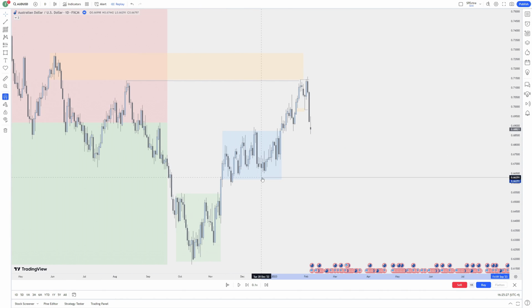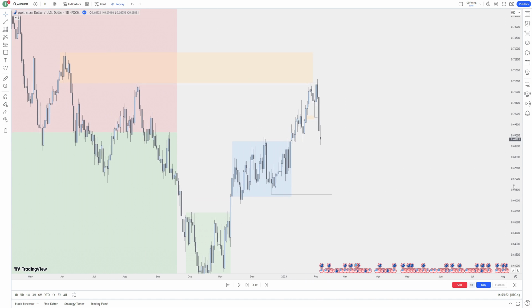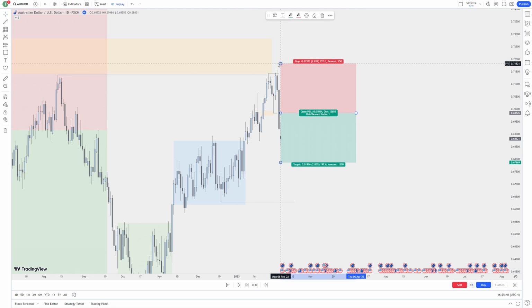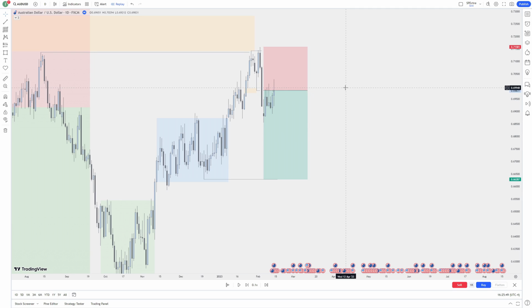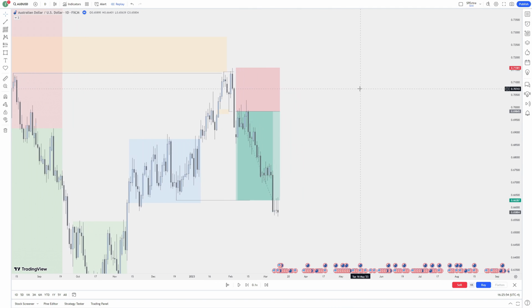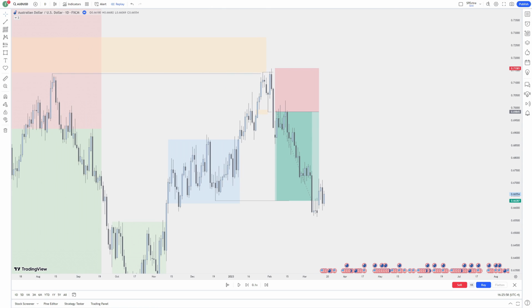So this is our draw on liquidity being the monthly fair value gap. And we've had our 2022 model present. So we can look for our entry on this breaker overlapping with the fair value gap, stop loss above the high, and we can simply target this low for a nice 2R. So if we play this out, you can see we get tagged in. We chop around at the entry for a while, and then we trade lower, hitting full take profit for 2R.